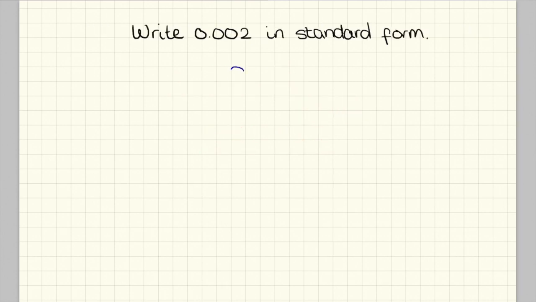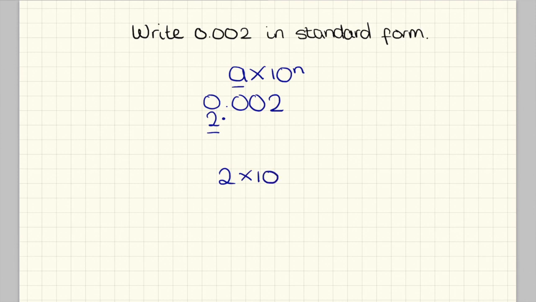Now we have writing a smaller number in standard form. We still use the same form of a times 10 to the power n. So first I start out again with writing my number that we are given. I need a number between 1 and 10. So this time we're moving our place value the other way. So we've got our 2 in our units column. A is now between 1 and 10, so a is 2.